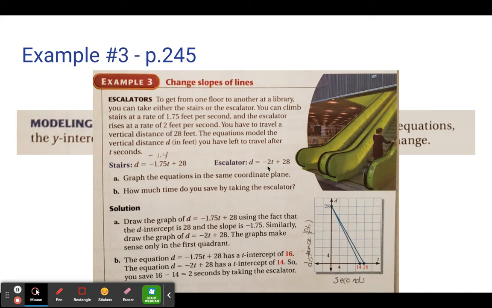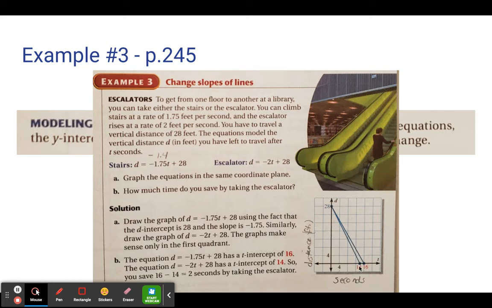Escalator, same idea. You got 28 feet to go. You're moving 2 feet per second. So these are the equations. So graph the equations in the same coordinate plane. Both got the same y-intercept. The only difference is the slopes are a little bit different. These slopes are kind of hard to manage, so I'd honestly recommend what they've done here and just find the x-intercept, or the t-intercept, as you can see the t-axis here, and just connect those points as they've done here.